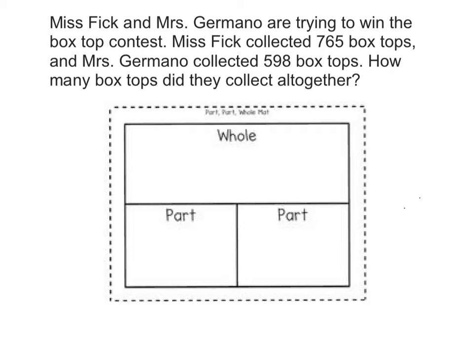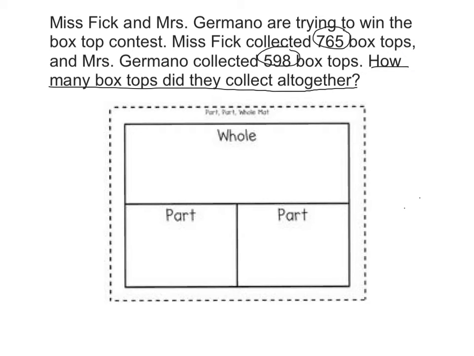Okay, so our first problem says that Miss Fick and Mrs. Germano are trying to win the box top contest. Miss Fick collected 765 box tops, and Mrs. Germano collected 598 box tops. How many box tops did they collect altogether? The first thing I want to do is circle my important numbers in my problem, and then I want to underline the question, how many box tops did they collect altogether?